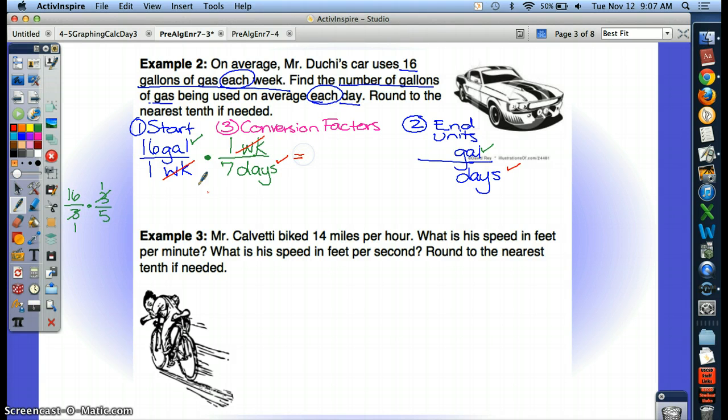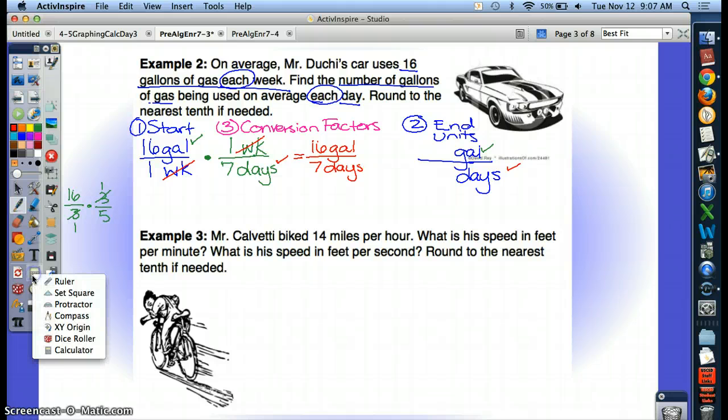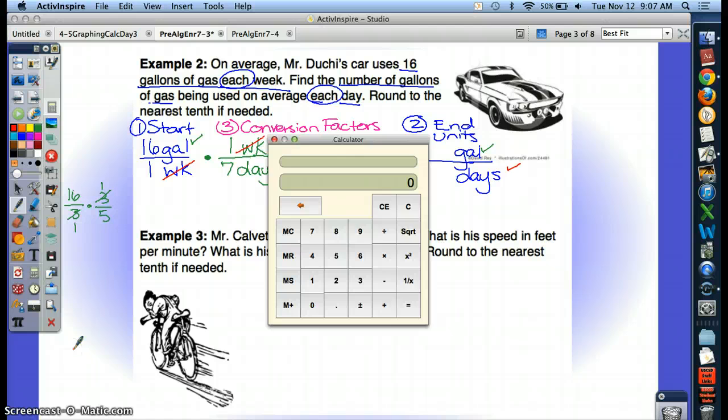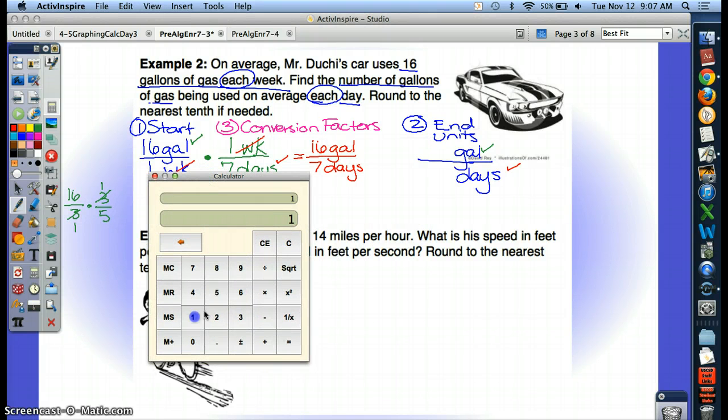Now we multiply fractions. How do you multiply fractions? Straight across. Keep your labels. So 16 gallons times 1 gives me 16 gallons. And 1 times 7 days gives me 7 days. The last step then is just to divide. You have a fraction there, we need to divide it. So use your calculator. We're doing 16 divided by 7.